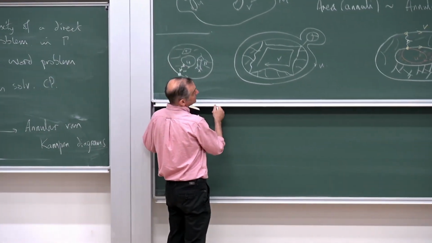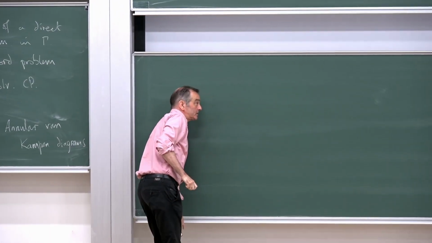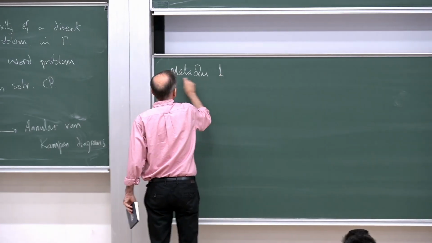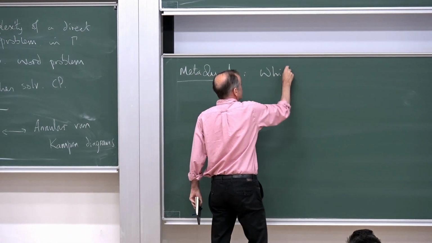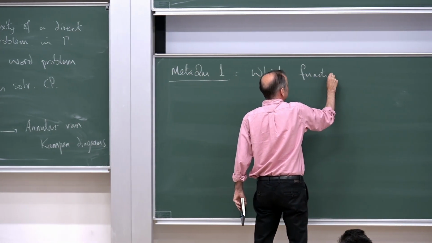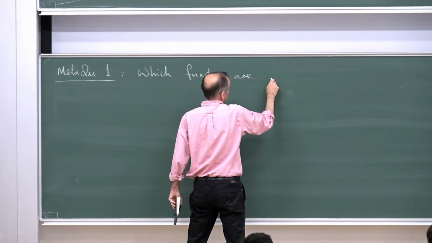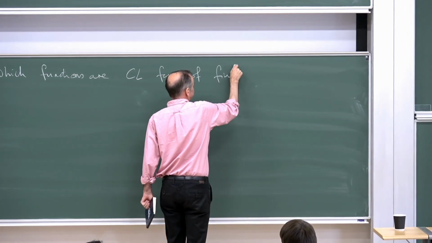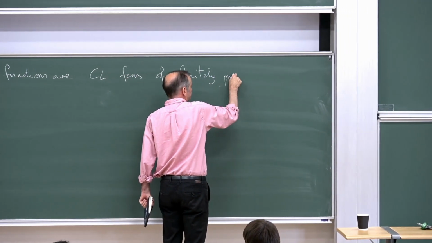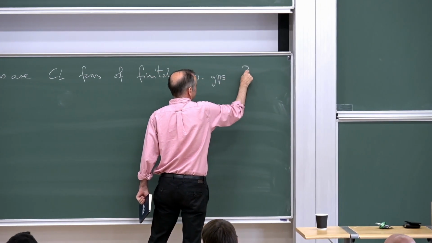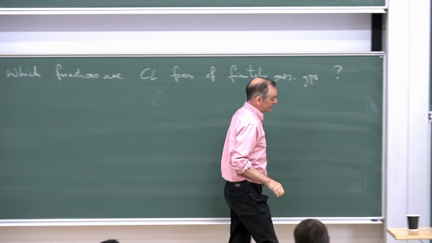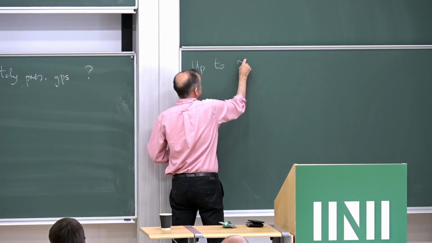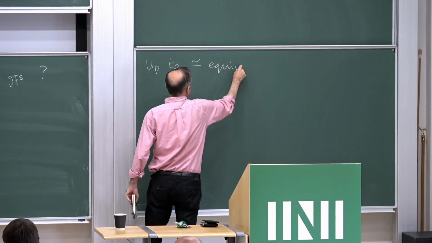Okay, so there's two obvious questions. Question one: which functions are conjugated length functions of finitely presented groups? Now everything is, I might as well write it down, up to coarse equivalence.